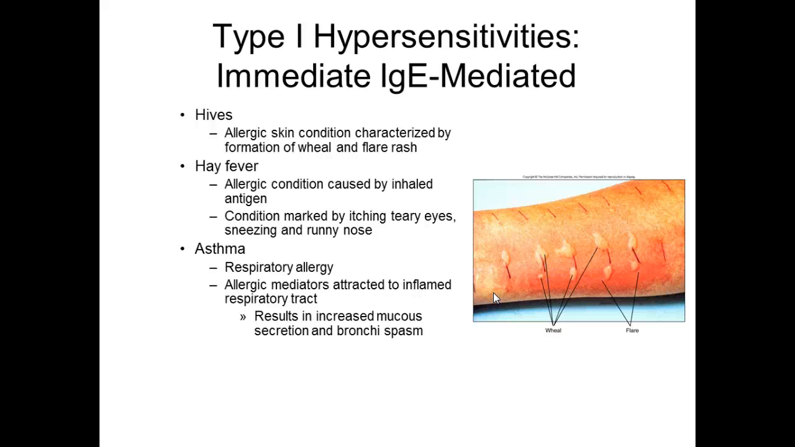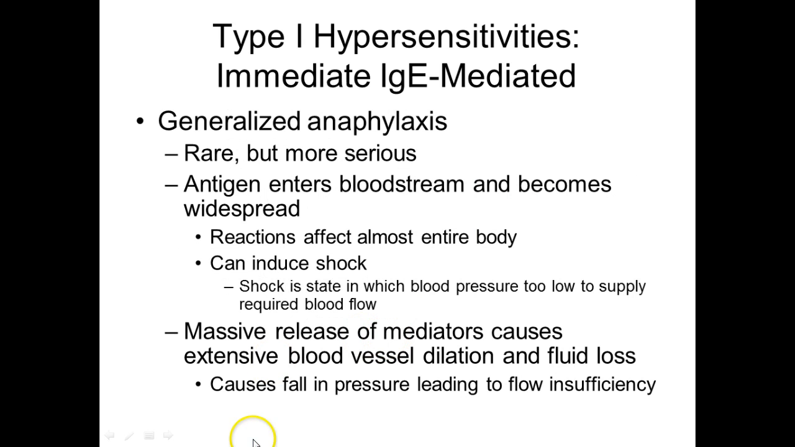And then it can spread whole body wise for some people. So hives can be twofold. It can be contact, but also can be when you ingest something, because it travels through your blood. Make sense? Okay, and the bad news is when it travels through your blood, you could be experiencing general anaphylaxis. This is rare, although not so much nowadays, but more serious because they've entered into your bloodstream.